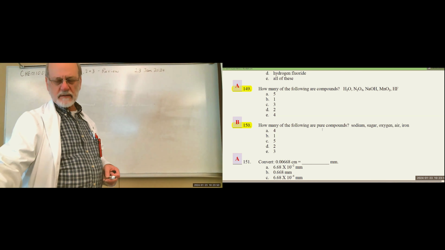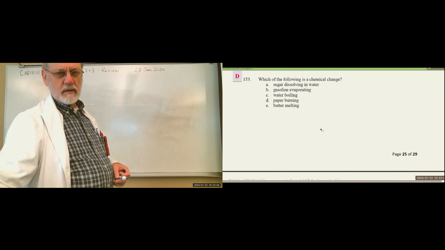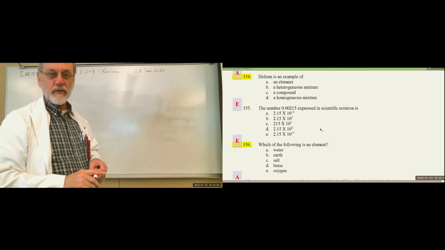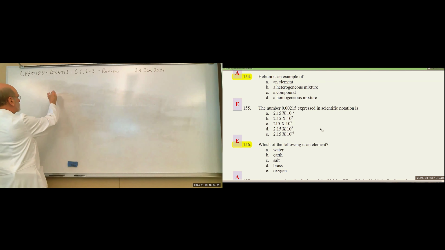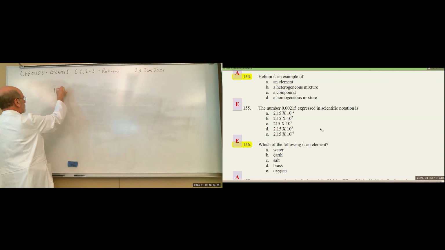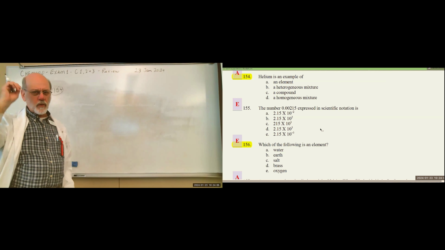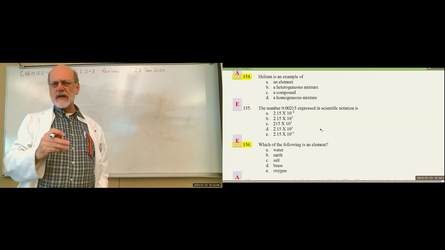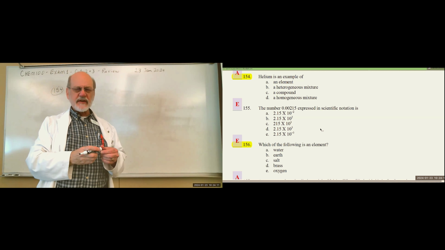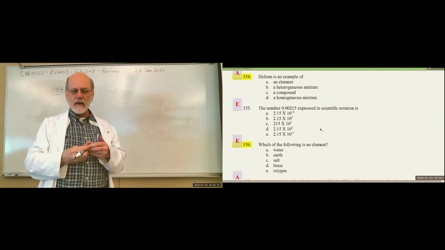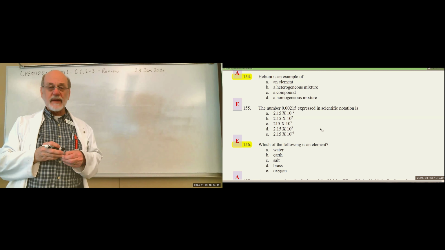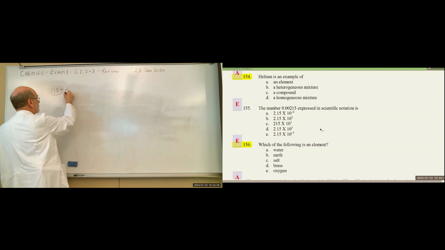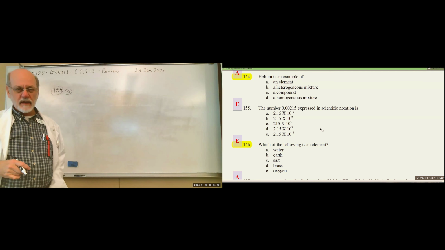Okay, let's scroll down to the next one. 154 and 156. We get both on there. 154. Helium is an example of, we had a question like this before. Helium is an element. It's not a mixture and it's not a compound. So A is the answer to that one.